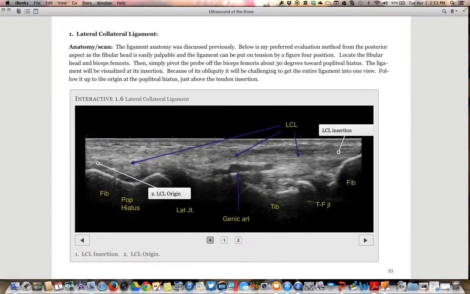Let's look at the lateral collateral ligament again in slightly greater detail, reviewing its anatomy, looking at the LCL at its insertion into the fibula, crossing the joint, and then attaching again above the popliteal hiatus. Important to note as we pass the geniculate arteries and the lateral joint, and very importantly the tib-fib joint as well.